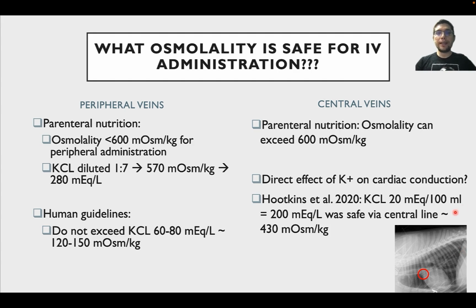In this Hutkins et al. 2020 paper, they used a solution with a KCl concentration of 200 mEq per liter and administered it to people via the central line. The final osmolality of this solution was 430, which is pretty high, and none of the patients had any issues with that. So in theory, you may give such a high concentration of potassium directly to the heart with no issues, but just keep in mind that there's a lack of research and you should be careful with that.